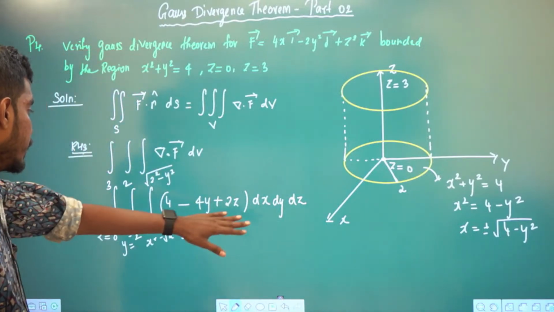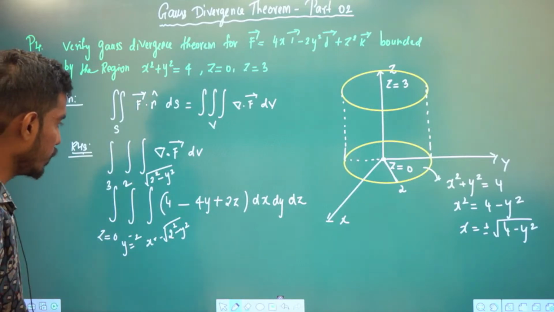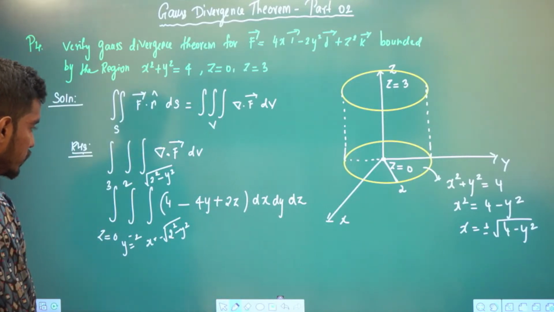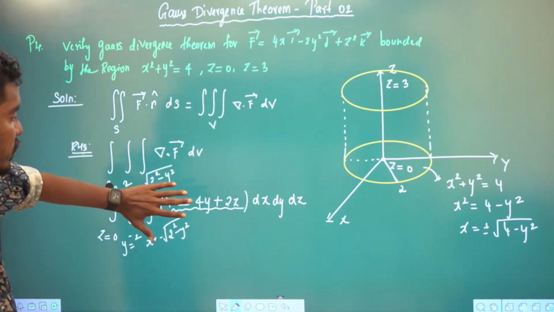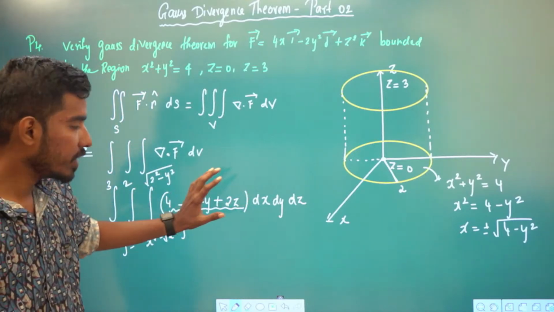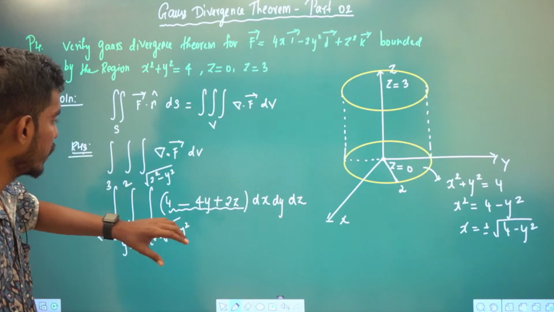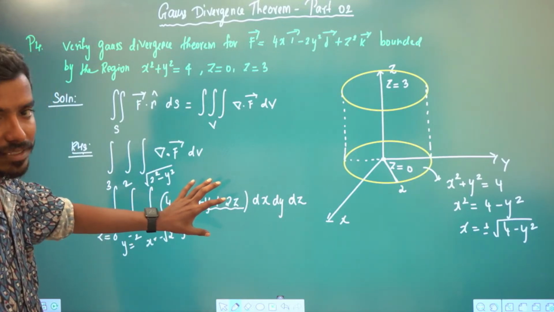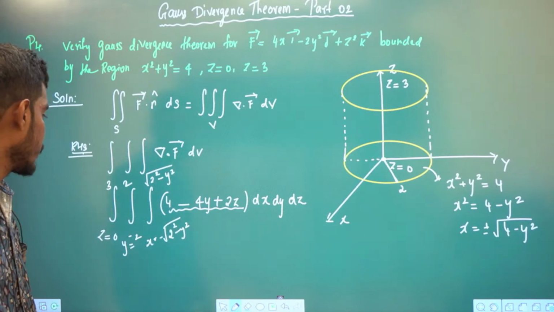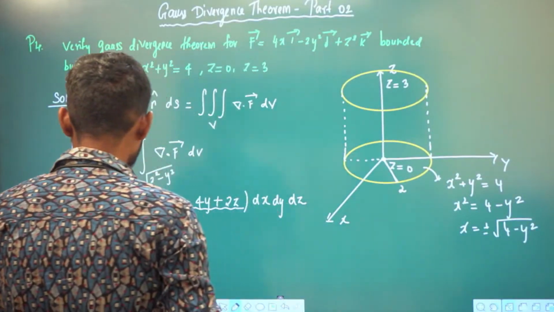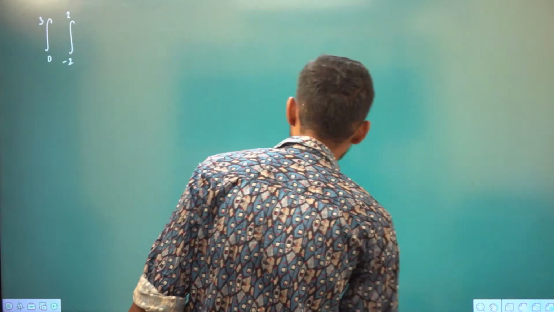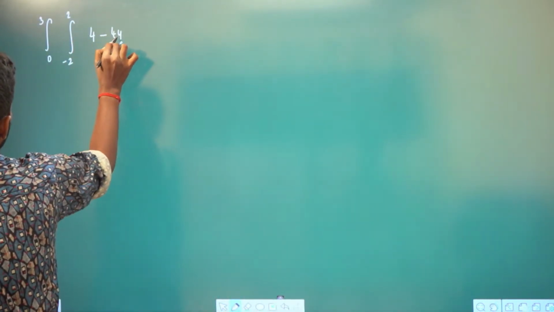So now integrate with respect to x and then put upper limit minus lower limit, right? See, everything here is constant with respect to x. If you are integrating with respect to x, you can treat everything as a constant here because there is no variable that involves x. So 4 minus 4y plus 2z is a constant function with respect to x. So I can write this as z varies from 0 to 3, y varies from minus 2 to 2, and I can treat 4 minus 4y plus 2z as constant now.